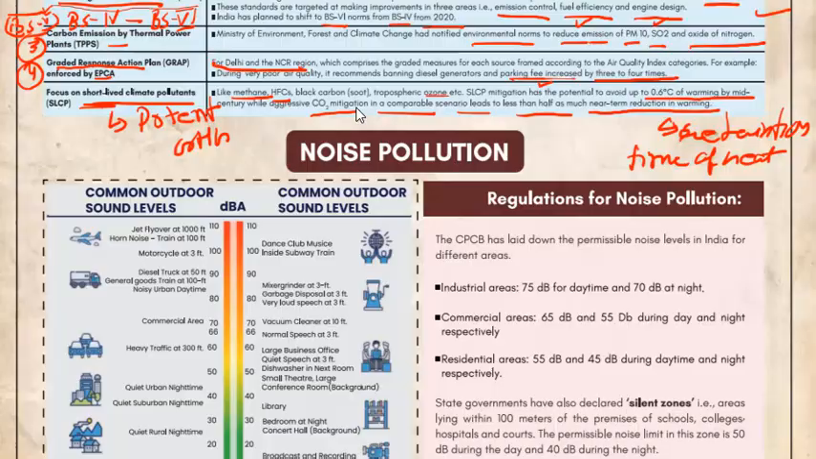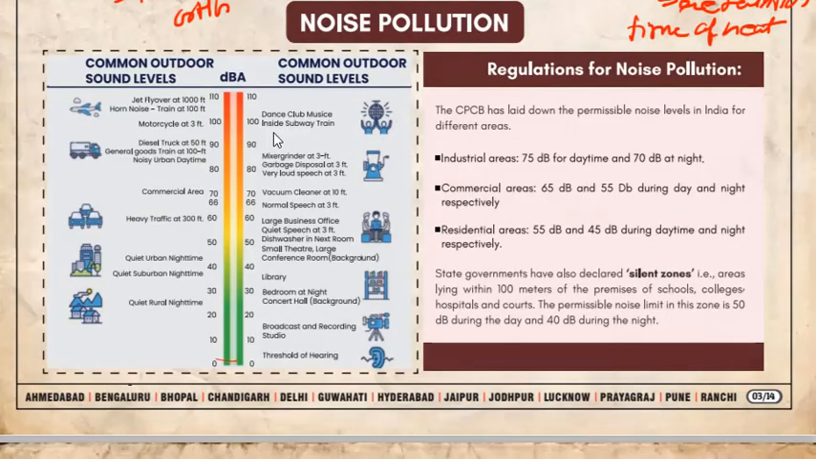Next is noise level. In this, common outdoor sound levels in dBA, that is decibels, are given. You should know the basics, like in a bedroom at night the background sound is 30 decibels. Too high would be a diesel truck at 90 decibels, a jet flyover at 100 feet at 110, and a train horn at 100 feet, about 110 decibels.